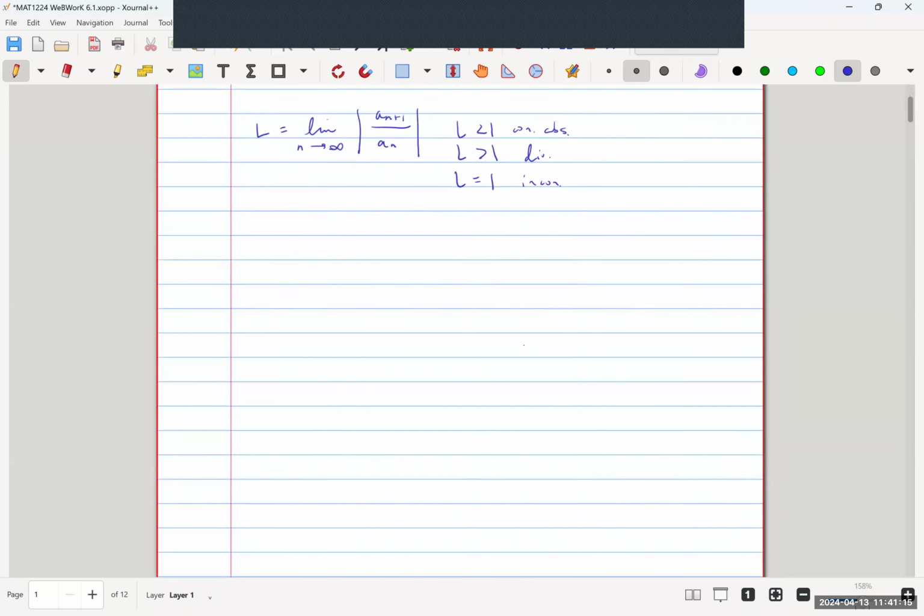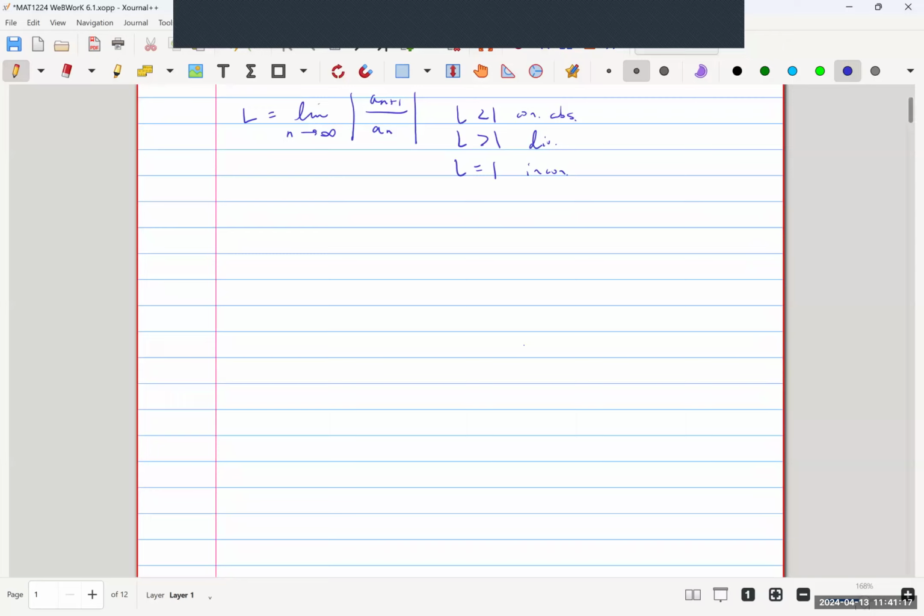So for our specific problem, our series a sub n is equal to x to the power of n over n factorial. And we need to find a sub n plus 1, which is equal to x to the power of n plus 1 over n plus 1 factorial. Now we can apply the ratio test, taking the limit as n approaches infinity.